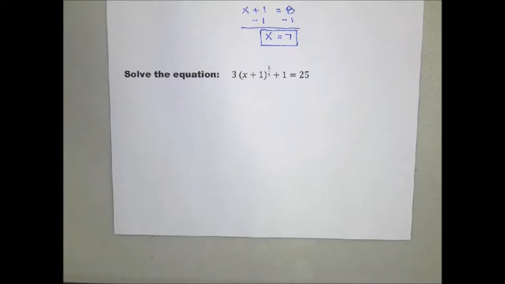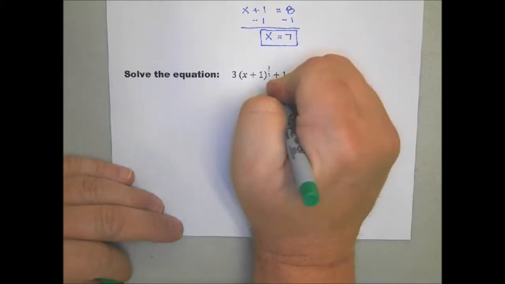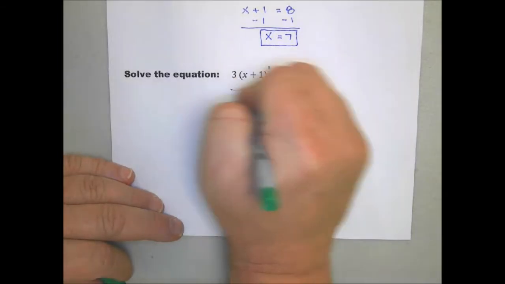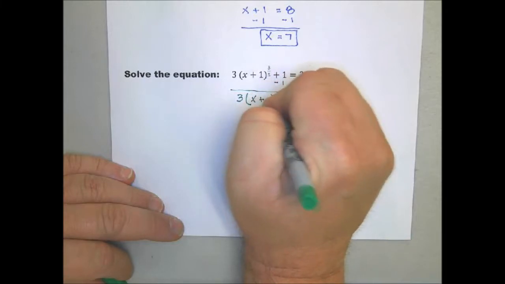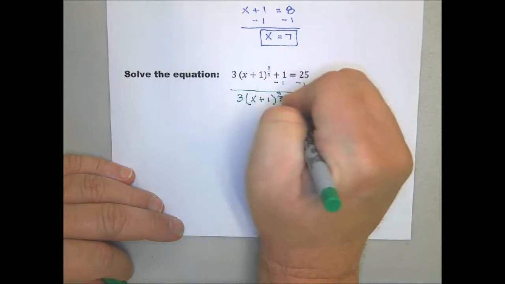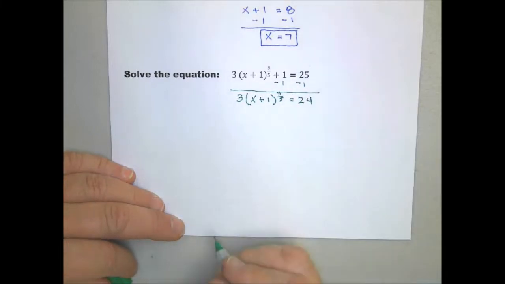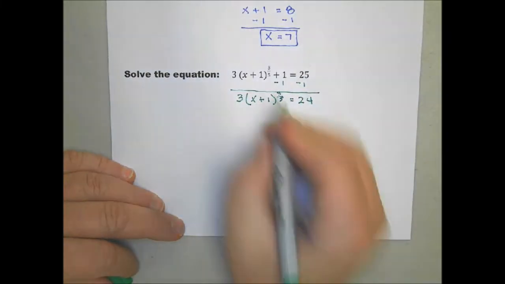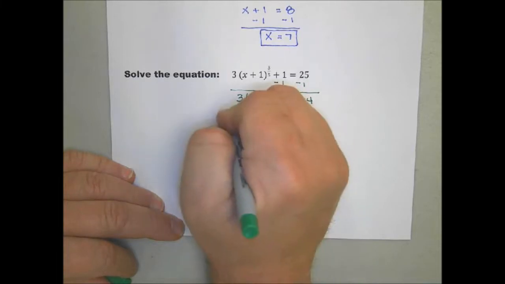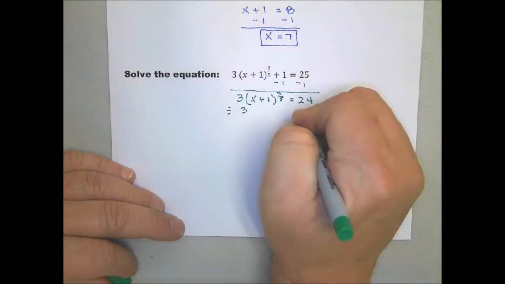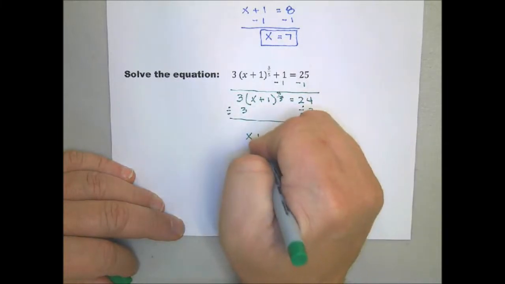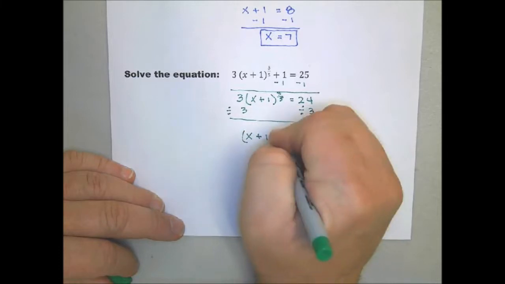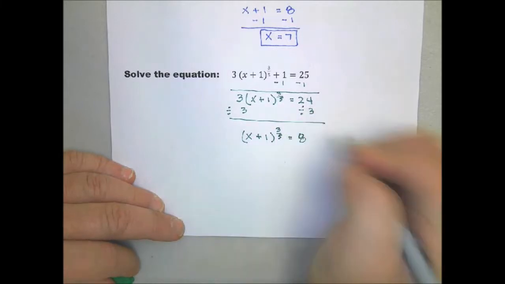The first thing I'm going to do is subtract this 1. And I've got 3 times x plus 1 to the 3/5 power equals 24. Now the next step, I'm going to get rid of that leading coefficient of 3. So I'm going to divide by 3, and what I do to one side, I have to do to the other. And now I'm going to be left with x plus 1 to the 3/5 power equals 8.